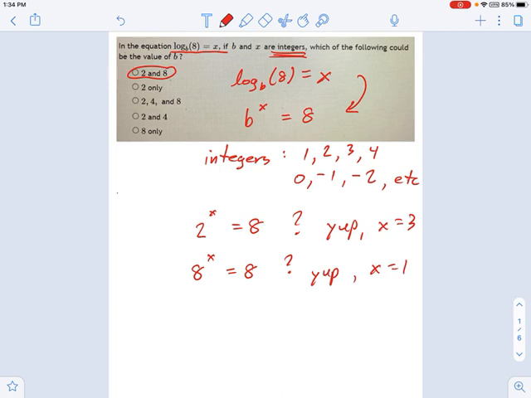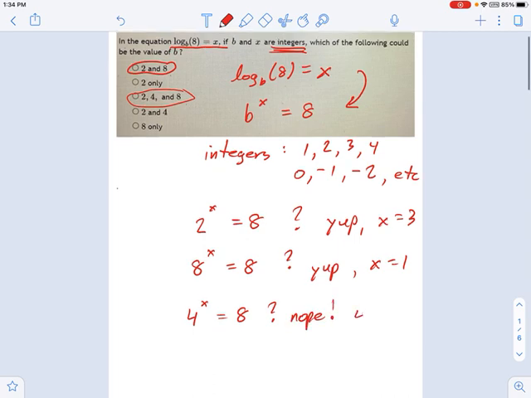In this case, both x and b are integers. Okay, well, let's try another one. How about 4? Let's try 4 to the x equals 8. Well, here's a problem. 4 to what power equals 8? If you try 4 to the 1st power, that's just 4. 4 to the 2nd power, that's 16. So that's not going to work. Okay, that one's no good. In fact, everything with a 4 in it is not going to work.